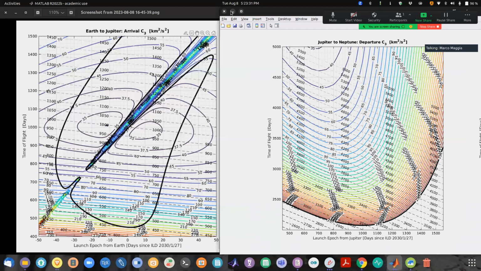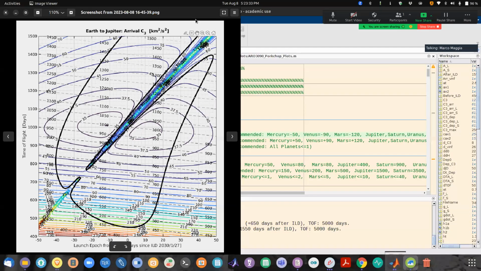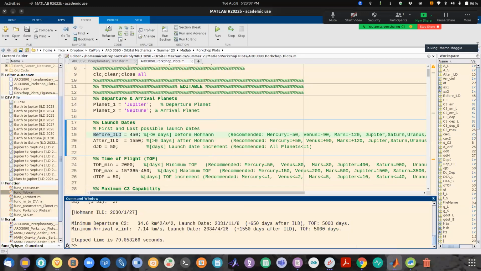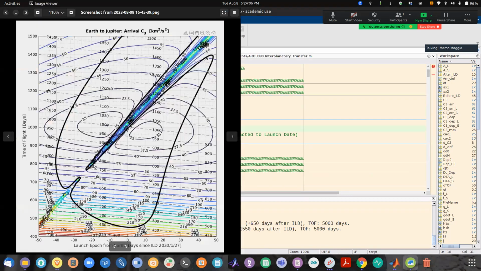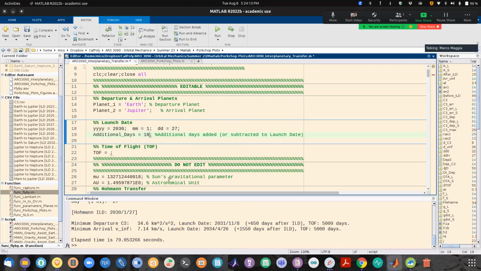Okay, so we have a rough idea of the two legs of our journey, but now we can compute them more precisely using the other piece of code, the interplanetary transfer. So let's go with the first leg. We start from Earth and we want to get to Jupiter. So we're launching, the ideal launch date is 2030, January 27th. Then we have to add that additional day because we were looking along the plus 10 line. So that's where you need to add that 10.